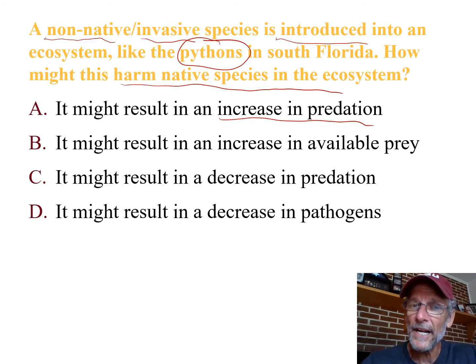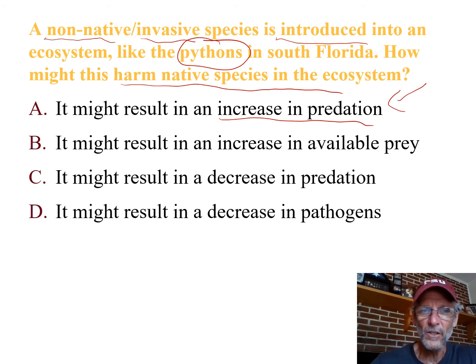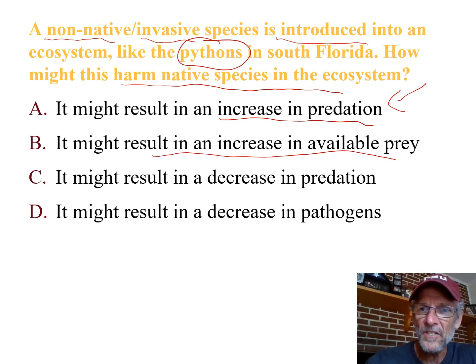But if they're eating rats and the rats are eating roaches, then we have a decrease in the predation of rats. So again, there are different ways to look at these answers. We don't want to overthink too much though, okay? Might result in an increase in available prey.